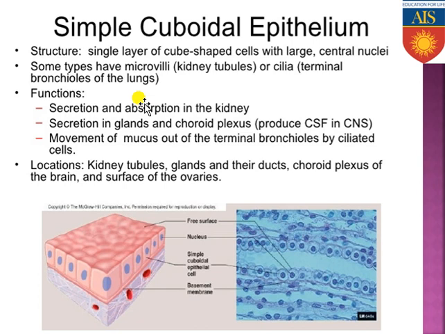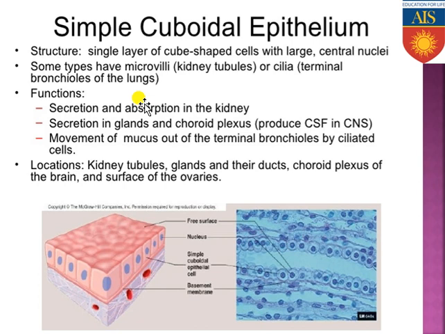Functions: they are responsible for secretion and absorption in the kidney. They are responsible for secretion in glands as well as in the choroid plexus, because in the choroid plexus region they produce the CSF, cerebrospinal fluid. So cerebrospinal fluid is secreted by that plexus, and that is performed by the cuboidal epithelial cells. Mucus movement is also performed in the terminal bronchioles.